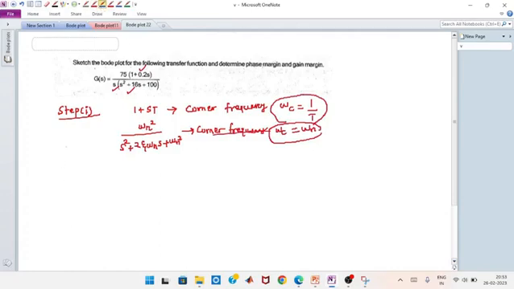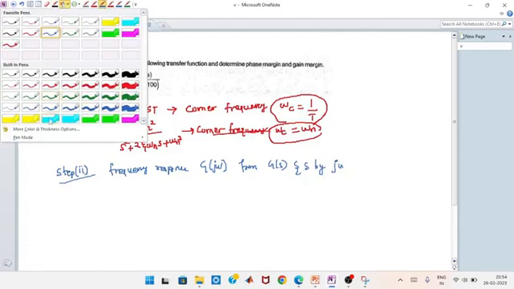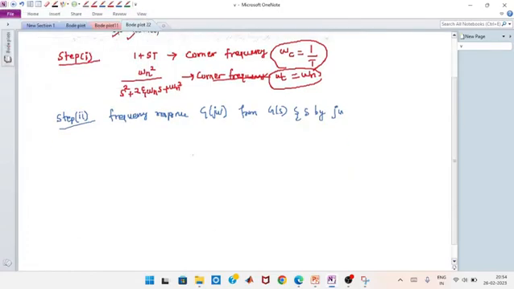So what is the next step? We have to find out the equivalent frequency response from the transfer function G(s). What is the meaning of frequency response? G(j omega) we have to find out from G(s). So what do you have to do? We have to replace s by j omega, right? So now I'm replacing s by j omega.